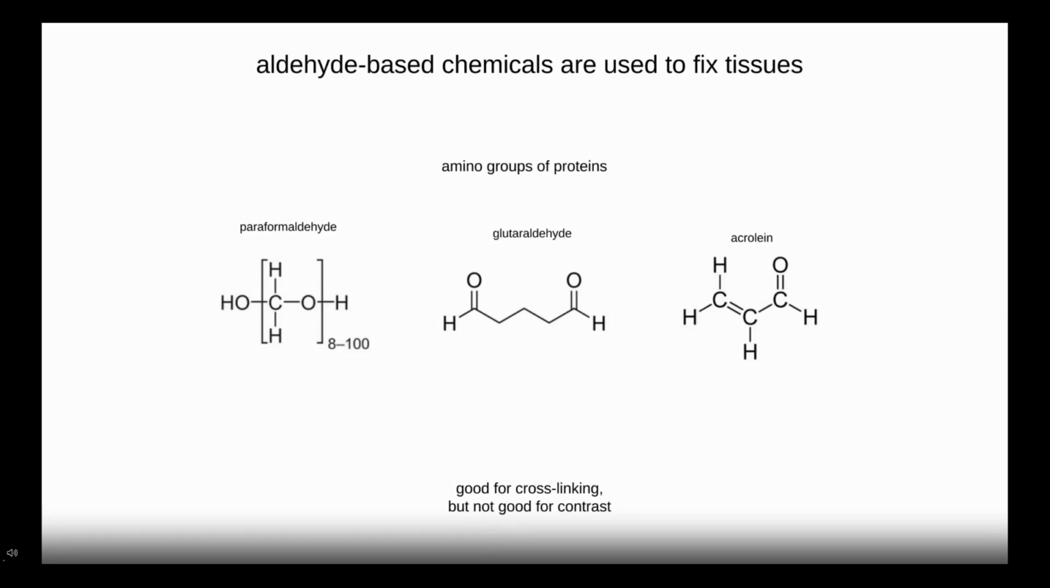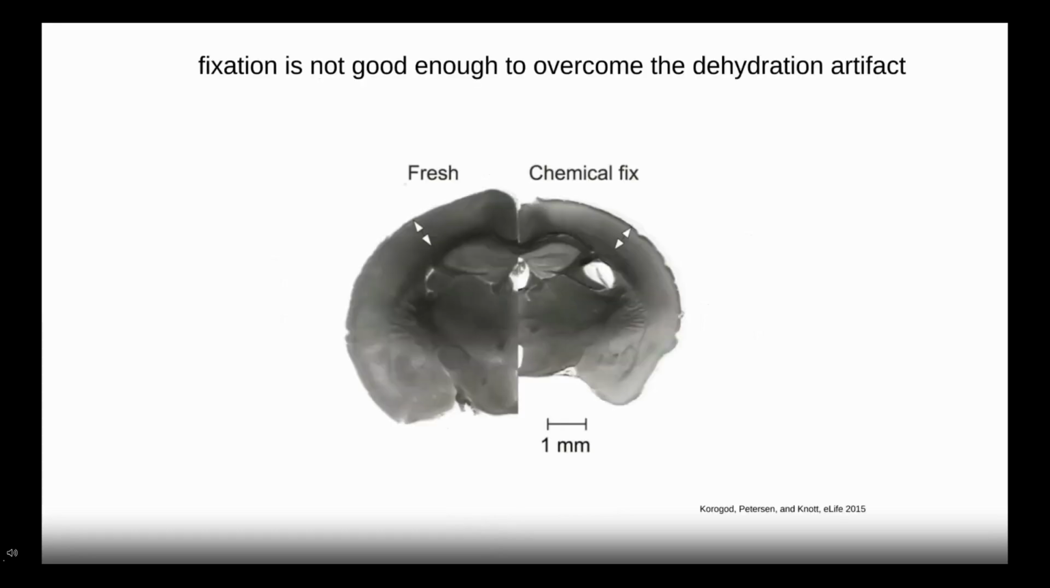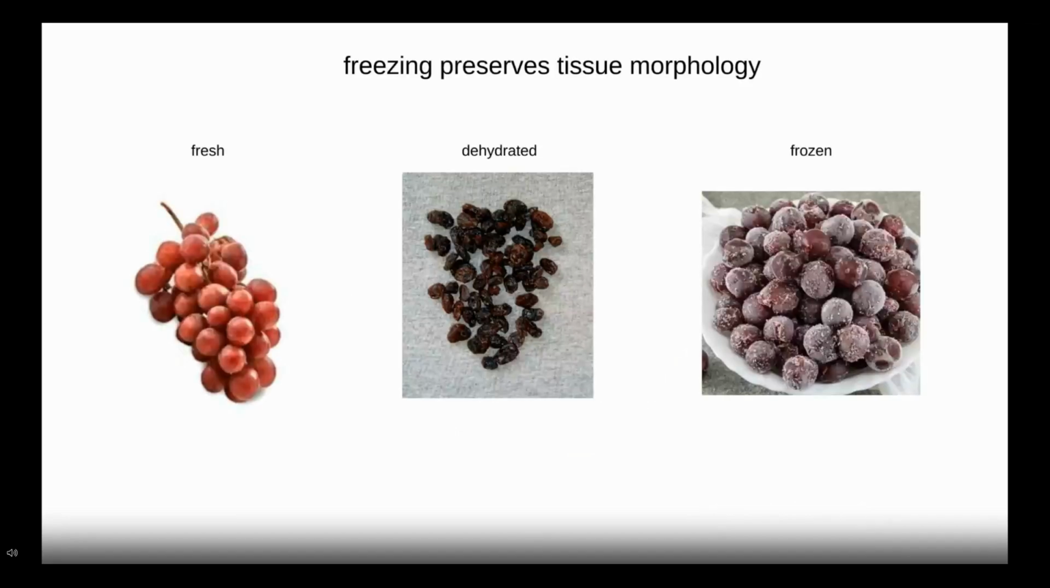In fact, this example from Graham Knott's lab, looking at brain slices from mouse, compares fresh tissue to chemically fixed tissues, and you can see the size difference. You are basically shrinking tissues just by chemically fixing them. And so this is still not good enough, right? What you want to do is to be able to retain tissues in their original morphology. And so the only way to get around this is to freeze those tissues so that we can keep them in the original form.